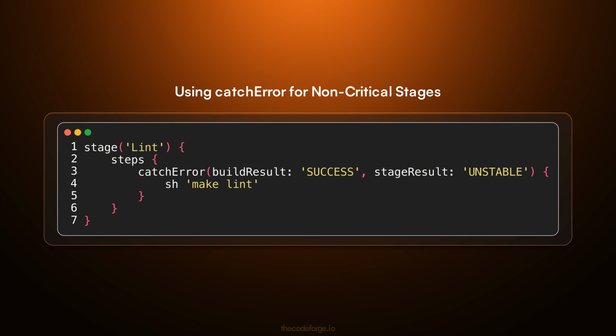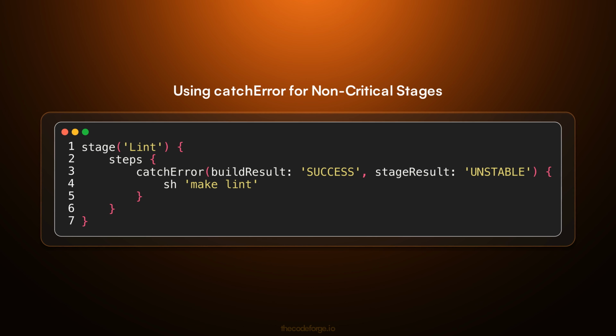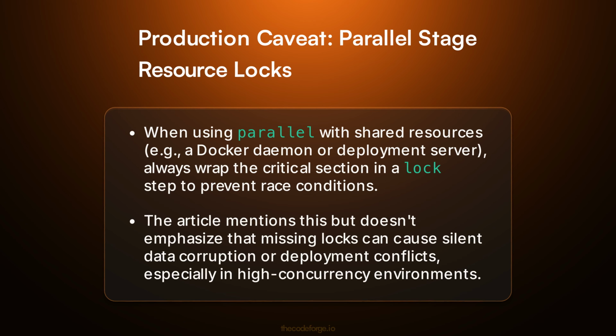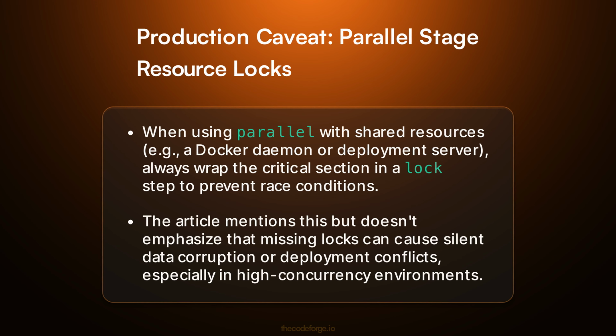The article mentions catch error, but doesn't show its usage. Here's a declarative example that marks a stage as unstable on failure while continuing the pipeline, useful for linting or code analysis steps. When using parallel with shared resources, e.g., a Docker daemon or deployment server, always wrap the critical section in a lock step to prevent race conditions.